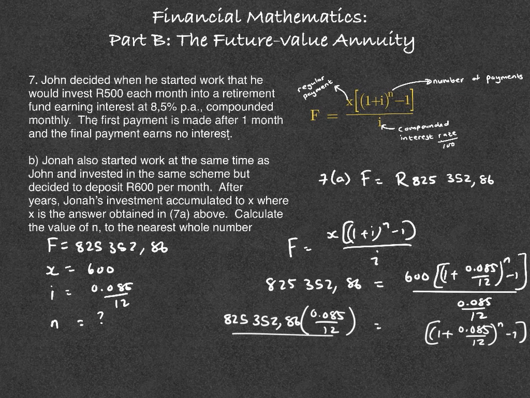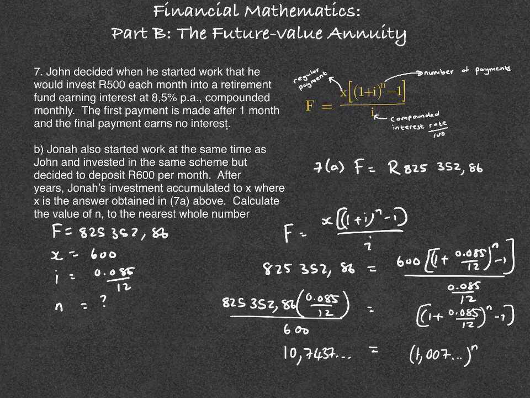Alright, good. What's the next part you're going to do? Yeah, you're going to add 1 on both sides. So it's that plus 1, alright? And then you just keep on going through the motion. Right. So you're going to be left with, so that 1 plus 0.085 over 12 is the 1.007 and all the decimals. And then all the rest is then equal to 10.7437.